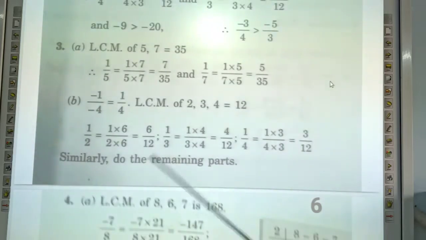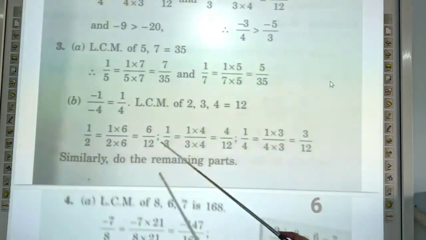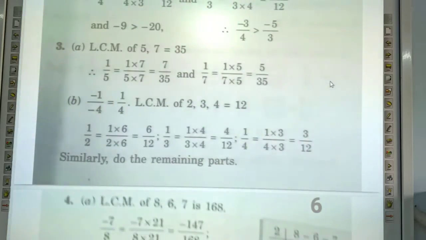So in this way we can write in ascending or descending order as asked in the question. Before that, we have to convert them to the same denominator. Before comparison, their denominators must be the same. This is the most important thing.